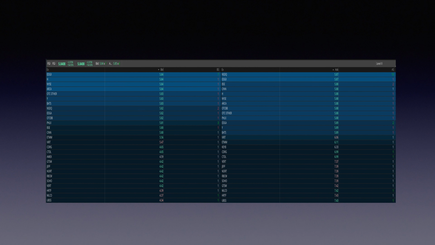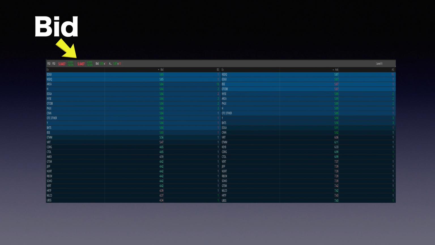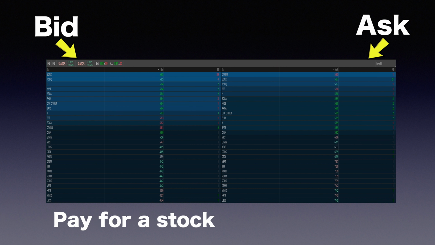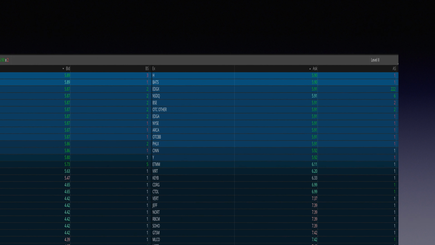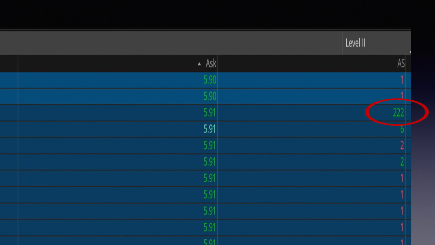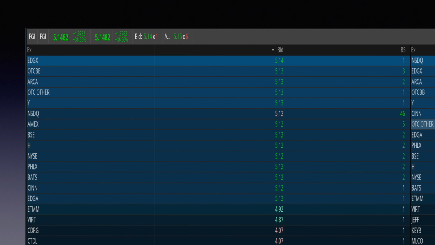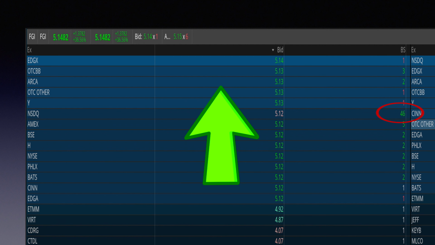The level 2 is a tool many traders use to determine the price on the bid and the ask. The bid price is the price the next buyer is willing to pay for a stock, and the ask price is the price the next seller is willing to sell the stock. So if there is an excess number of supplies, you'll see there will be a lot of shares on the asking price. This is an implication of a possible bearish move. And if there is an excess number of demand, you'll see there will be a lot of shares on the bidding price. This is an implication of a possible bullish move.